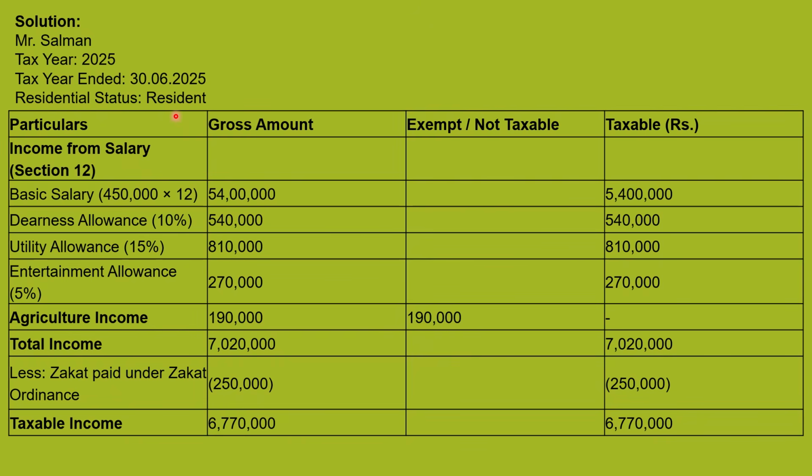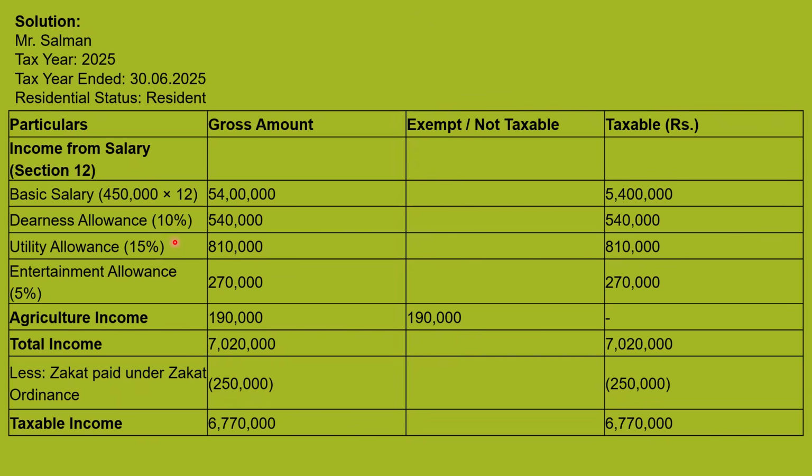Okay, now we are going towards the next step, income from salary, because our question is about salary income and we need to calculate income and tax on salary income. Basic salary was 4,50,000, multiplied by 12, it is 54 lakh rupees. The 54 lakh rupees basic salary is not exempt. See, this box is empty, so no exemption in case of basic salary. This is completely taxable.